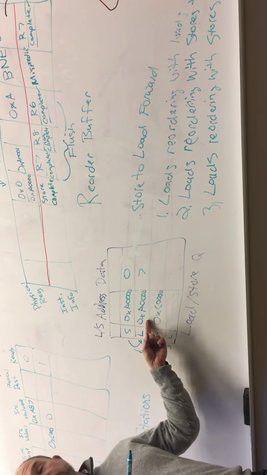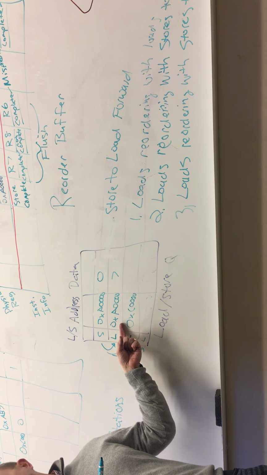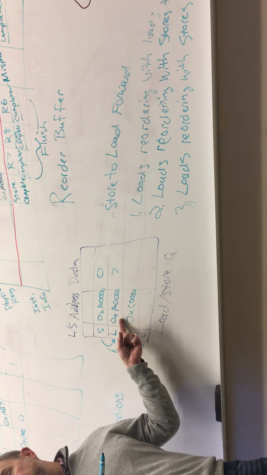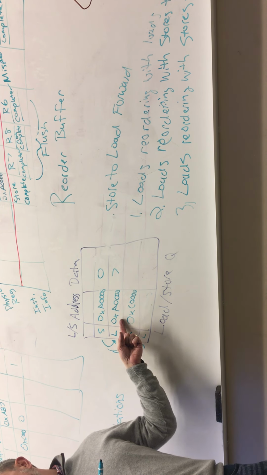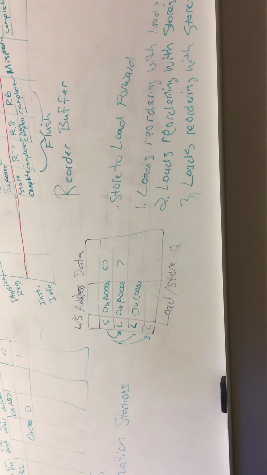And if they match, well then you did this load in the wrong order. The load really needs to happen after the store because they're to the same address. And you did the load early. And so then you have to flush. But you can kind of treat it like a branch misprediction.